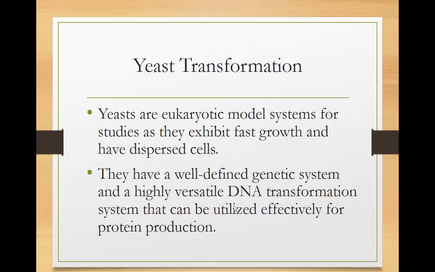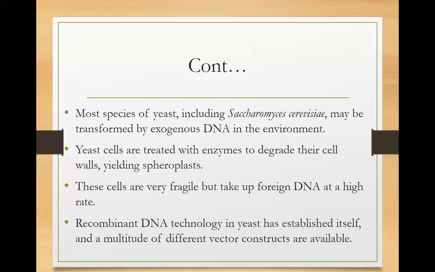For eukaryotic cells, we take the yeast organism as the model organism, and it can also be used as an effective system for protein production. Most species of yeast, including your very common species Saccharomyces cerevisiae, may be transformed by exogenous DNA in the environment, for which the yeast cells are treated with enzymes so that their cell walls are degraded, and they become spheroplasts. The cells are very fragile, but they take up the foreign DNA at a very high rate.